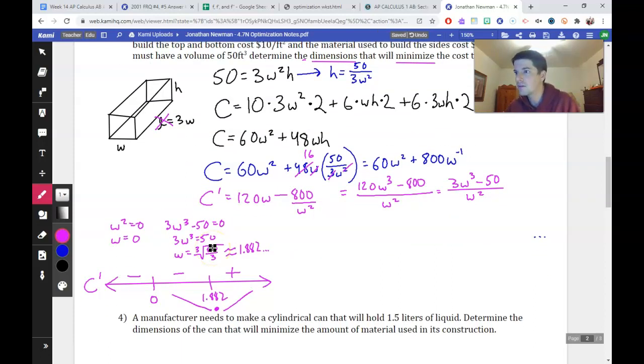Determine the dimensions. So we need length, width, and height, okay? So this was W, right? So the width is 1.882. To find the length, we just need to multiply the width times 3. So 3 times, let's actually do the cube root of 50 over 3, okay? And you plug that in, that actually is approximately 5.646. So there's our length, right? So we have width, we have length, we also need height. And fortunately, we have this one right up here, 50 over 3 w squared.